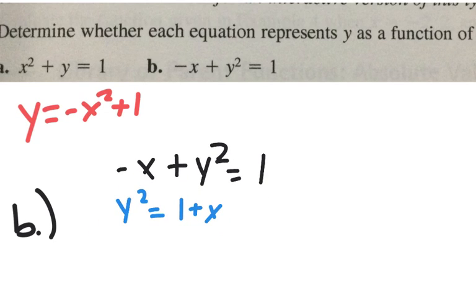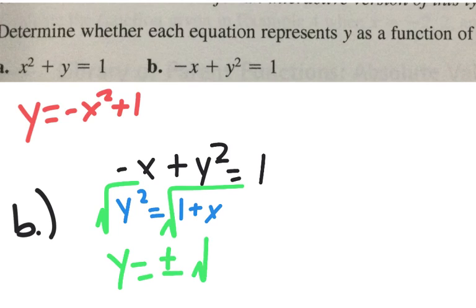Now what do I have to do to get y by itself? Well, y is being squared, so to undo squaring something, I must take a square root. Anytime I choose to take a square root, I must always account for the positive or negative value of that square root. So when I'm choosing to take a square root, I always have to take plus or minus. Every time. You need to get in the habit of that. And then what's left underneath the radical is 1 plus x.